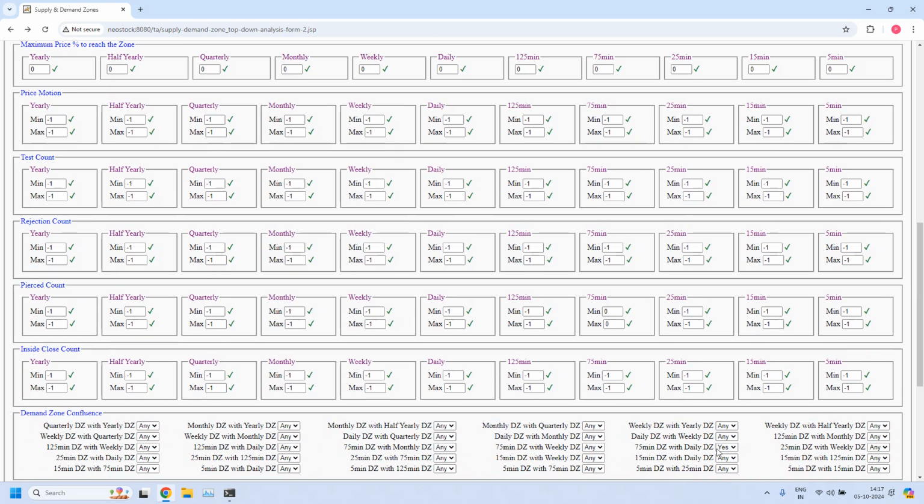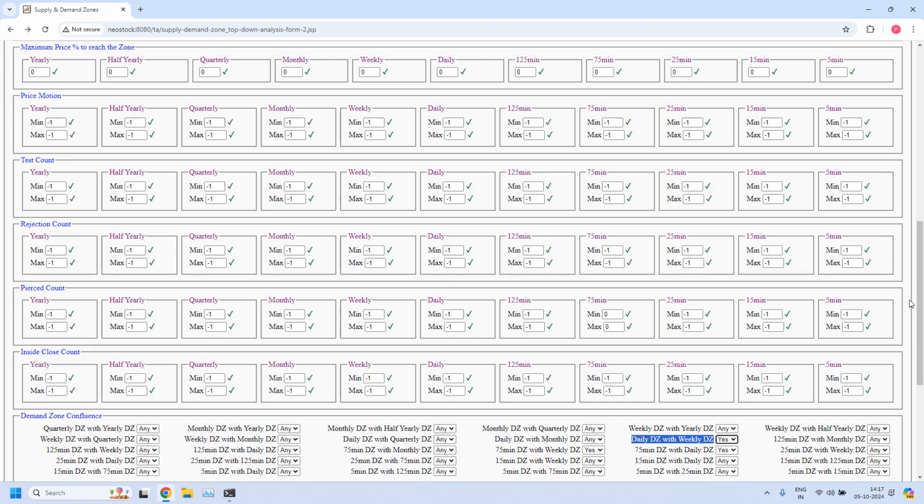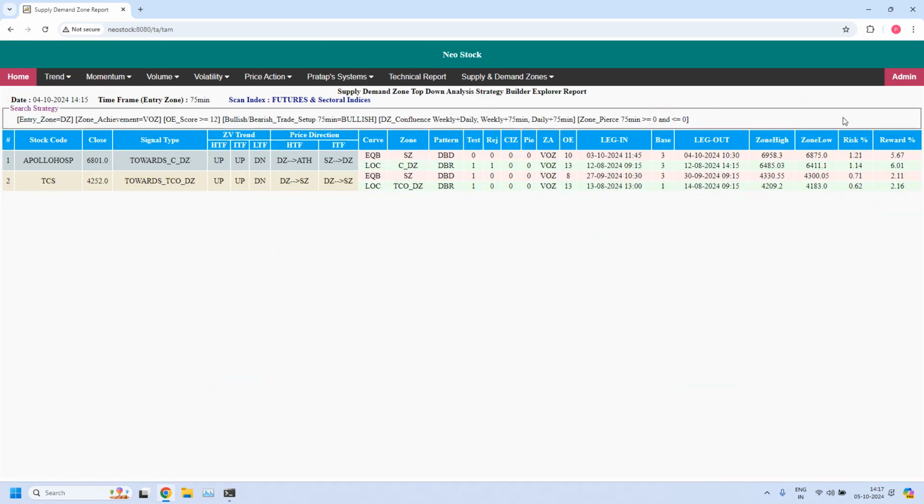That is 75 with daily demand zone is enabled. 75 with weekly demand zone confluence also enabled. And daily and weekly demand zone confluence, that is ITF, HTF confluence also enabled. With all the 3 filters, we got only 2 stocks. So these 2 stocks are having LTF, ITF and HTF confluence.